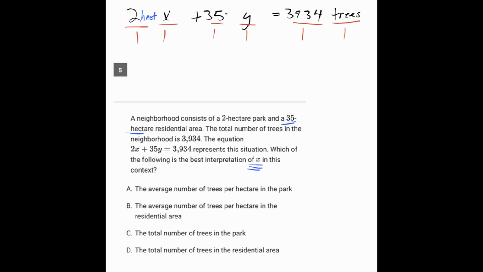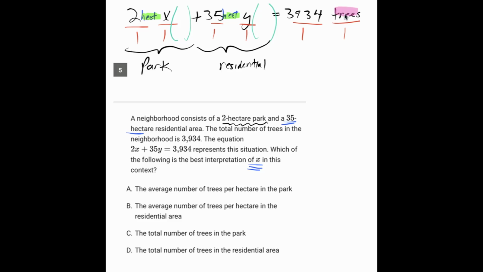35 is also the number of hectares. Now, the 2 was said to be the number of hectares for the park. So all of this pertains more to the park, whereas the 35 is for the residential area. So now we'll leave some open parentheses here to signify the unknown unit on the X and on the Y. Now, we have hectares here and here, but in the end, we end up with trees.